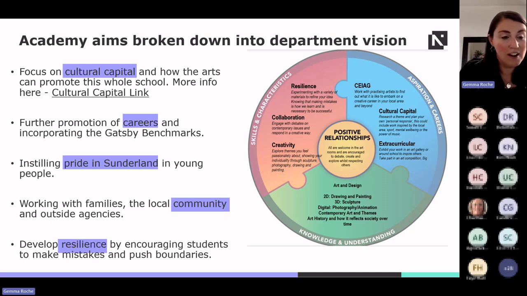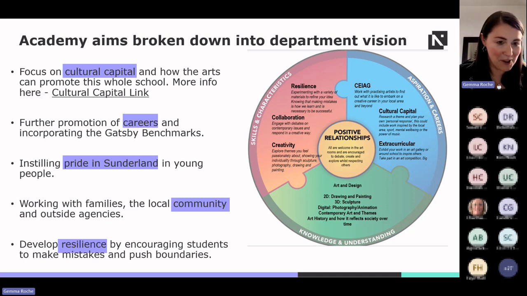So for example, I wanted to focus on cultural capital. I wanted to focus on careers. I wanted the young people that I work with to be proud of where they were from, so they felt comfortable going to different venues within the northeast where they lived. I wanted to work with families and outside agencies, and I wanted to develop resilience with the young people that I worked with.